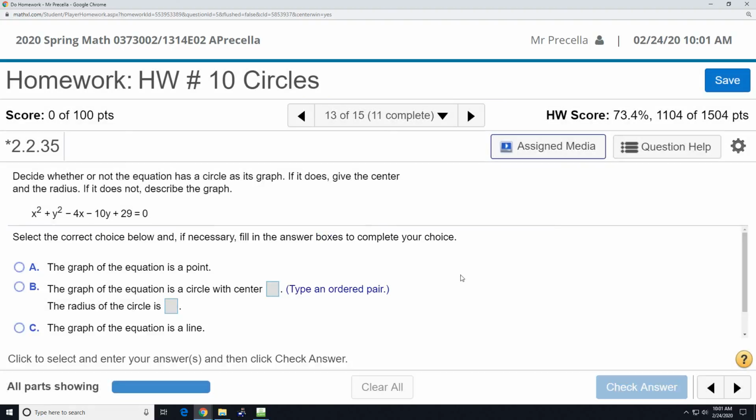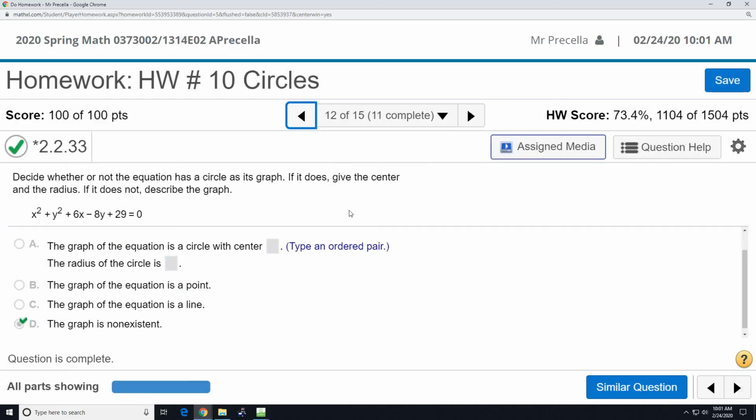There was no need for a center coordinates. No, you didn't need the center. There's not even a point there. Okay? If it's a non-existent, then you don't even need to punch in that center. You only punch in the center if it's a circle. And in order for it to be a circle, that radius has to be a positive number. It can't be 0 and it can't be imaginary.